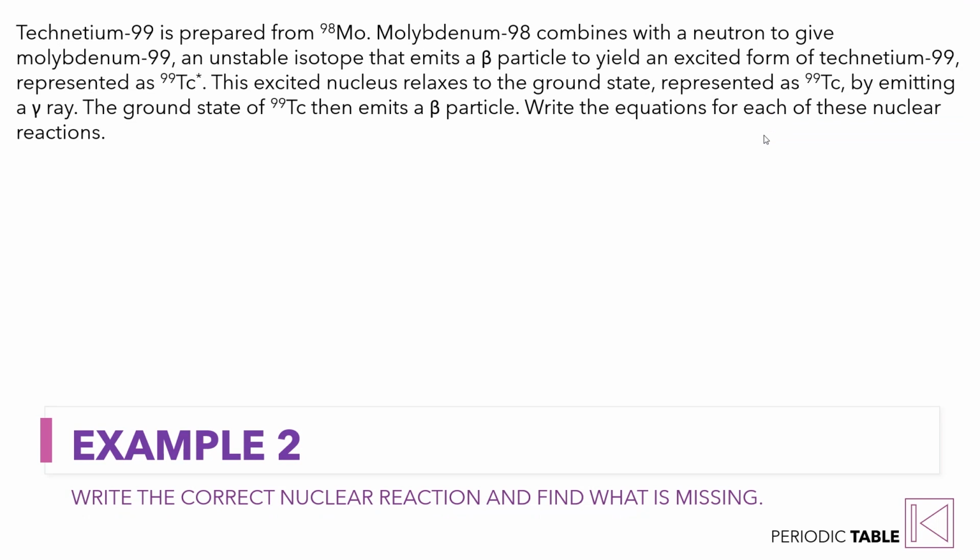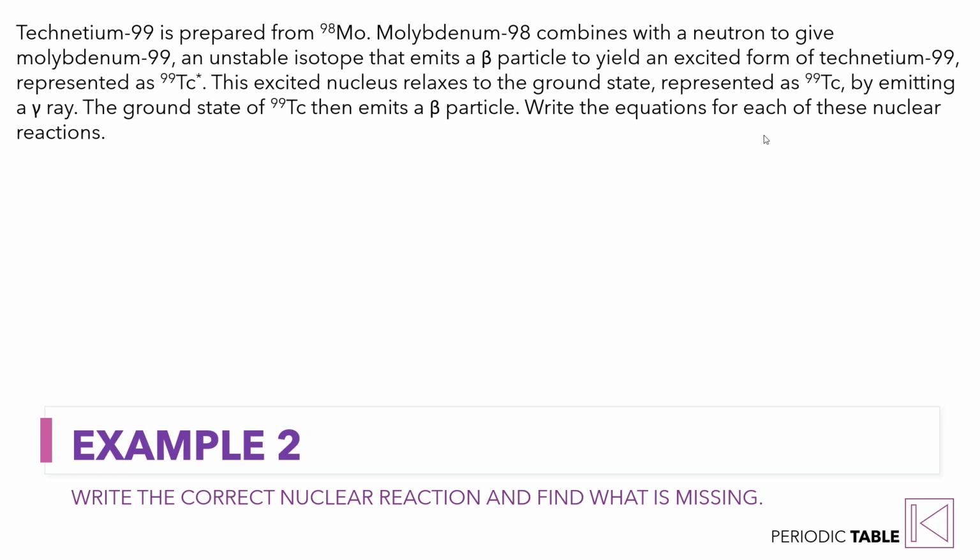This one, example number 2. Ito medyo mahirap. Technetium 99 is prepared from molybdenum 98. So, molybdenum 98 combines with a neutron to give molybdenum 99. Ako, maraming reaction, no? And it's an unstable isotope that emits a beta particle to yield an excited form of technetium 99 represented as Tc, tapos may asterisk. This excited nucleus relaxes to the ground state represented as technetium 99 by emitting a gamma ray. The ground state of technetium 99 then emits a beta particle. Write the equation for each of these nuclear reactions.